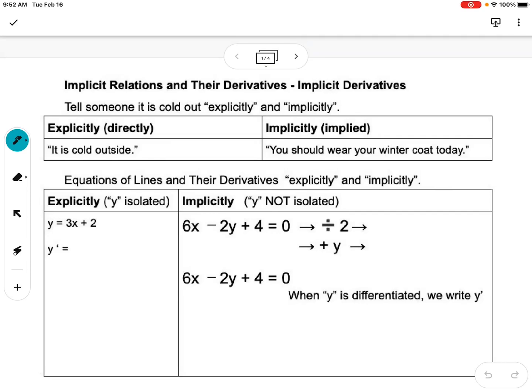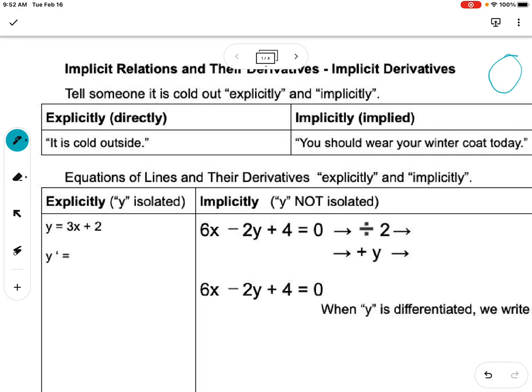We're going to do a screencast, or rather I'm going to do a screencast on what's called implicit derivatives and implicitly defined relations and functions. An example of an implicit function is a circle, and you're going to see why in a second. So what does it mean to be explicit or implicit?